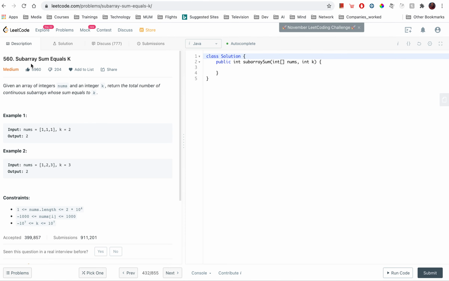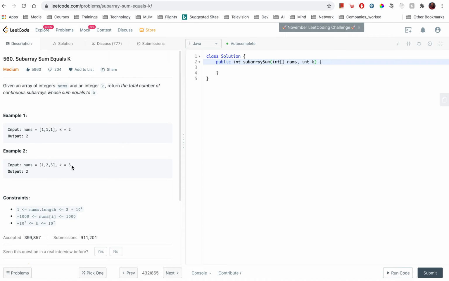So the problem is we're given an integer array and a number k, and we have to find how many continuous subarrays there are whose sum is equal to k. So for example, 1 1 1. In this case, for the sum to be 2, these two can be included to add up to 2, or these two can be included to add up to 2. So there are two subarrays with sum 2, so the answer will be 2.